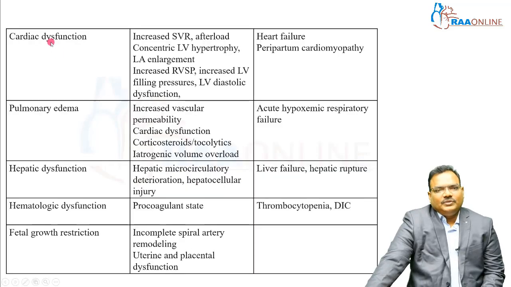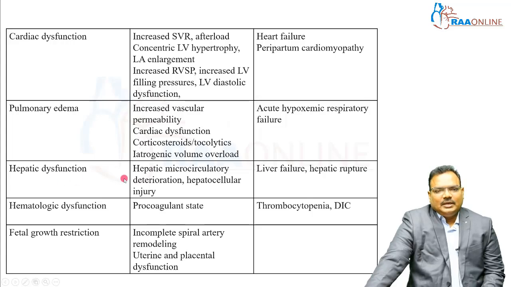Again, cardiac dysfunction: we have increased SVR and afterload, and concentric LV hypertrophy. They are more prone to heart failure and peripartum cardiomyopathy. Pulmonary edema can occur because of increased vascular permeability, and if the patient is given more volume, hydrostatic volume overload can lead to pulmonary edema that can precipitate acute hypoxemic respiratory failure.